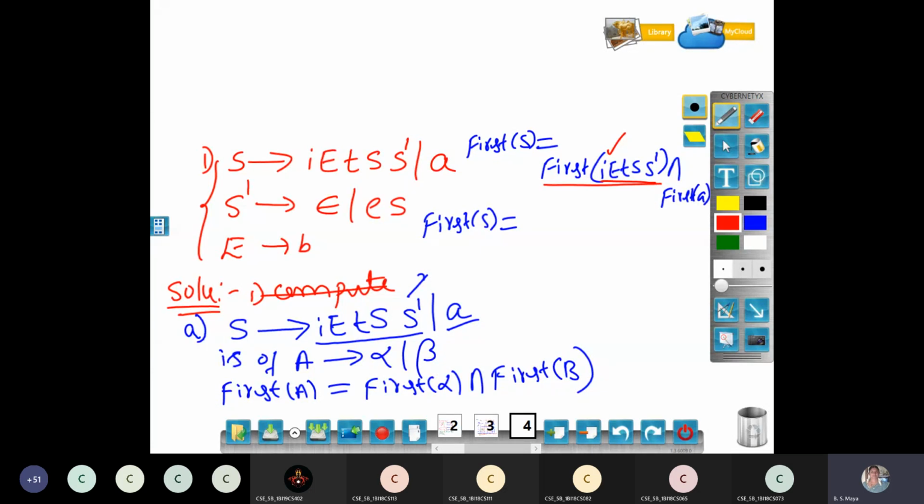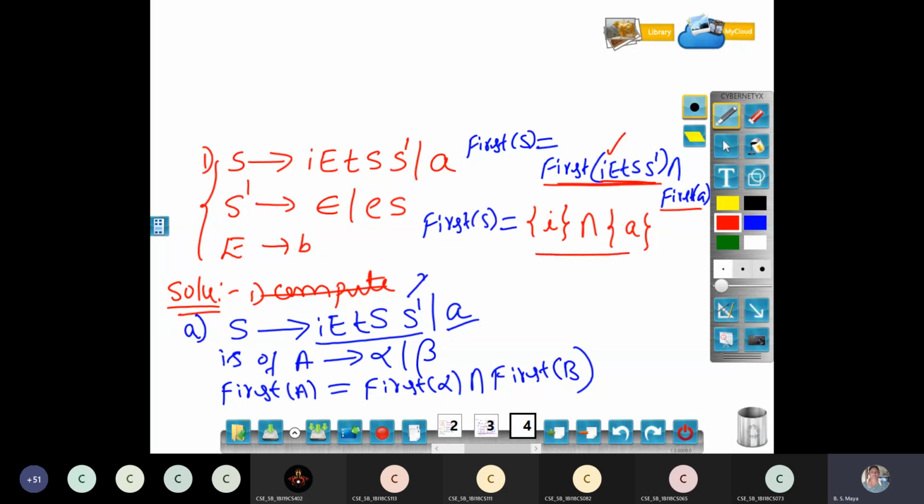Then I can take this whole thing. The first of this is I. First of I, E, T, S, S dash, the first symbol should be what? I only. The intersection is, what is the first of A? First of A is a terminal. I can write first of A is A.